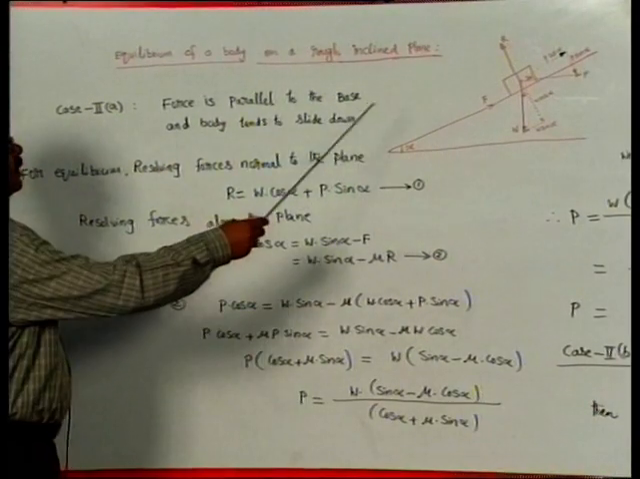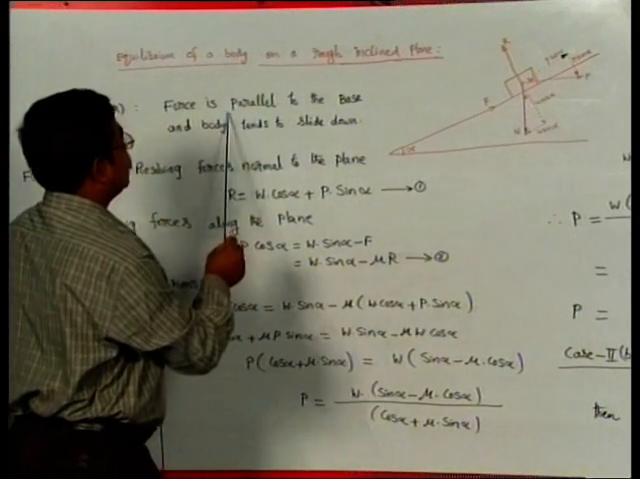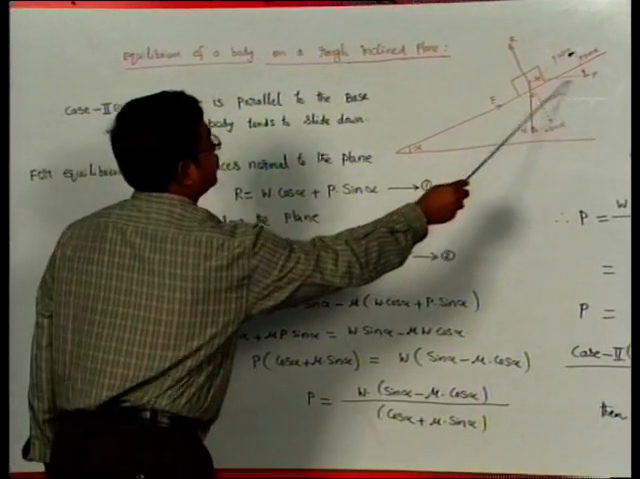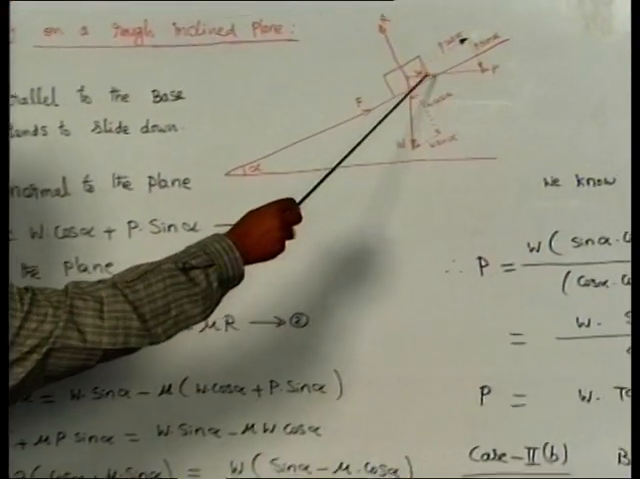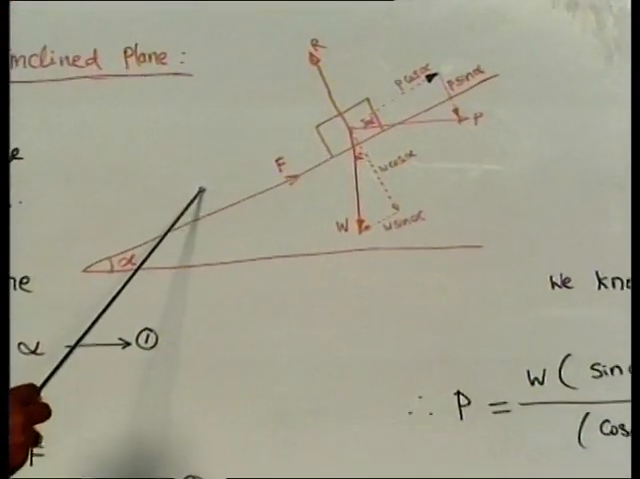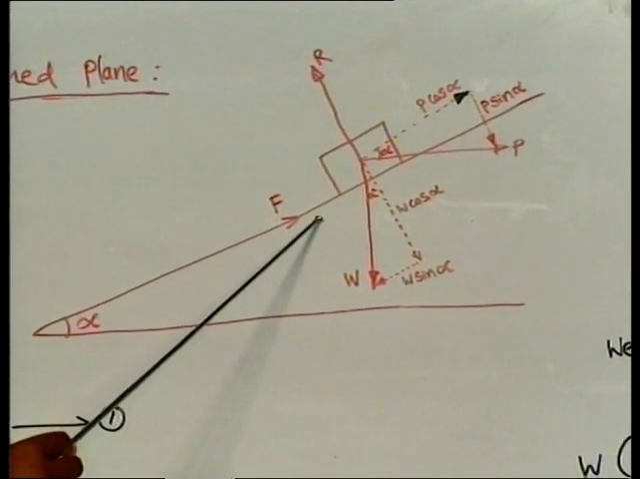In the earlier case, we have seen that the force is parallel to the plane. Now, here we will see the force is parallel to the base. So, this is our base and the body is tending to slide down. When the body is tending to slide down, the frictional force will be acting in the opposite direction.